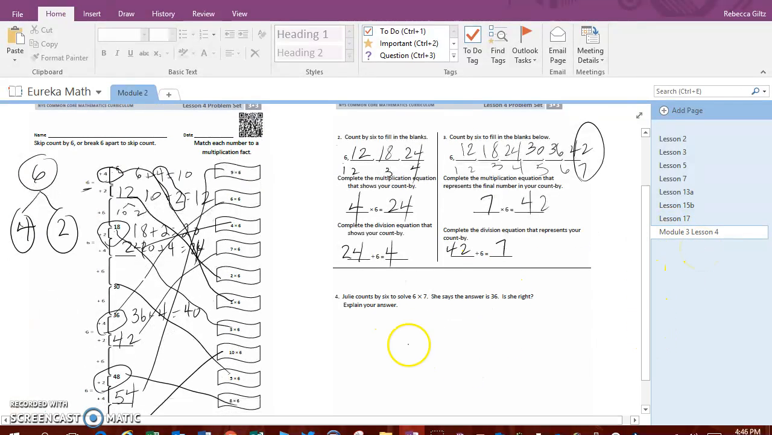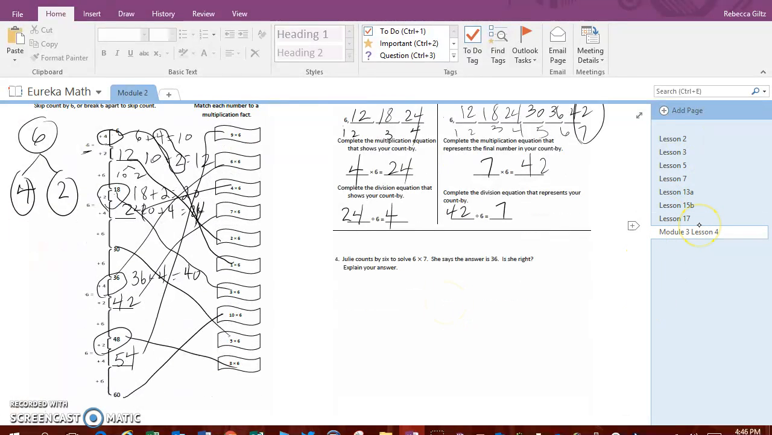Now we're going to use a count by in number 4 to answer the question. It says Julie counts by 6 to solve 6 times 7. She says the answer is 36. Is she right? Okay. Well, I don't like this problem because it shouldn't be 6 times 7. It should be 7 times 6. We're practicing counting by groups of 6, so that should be the second factor. So cross that off and write 7 times 6.